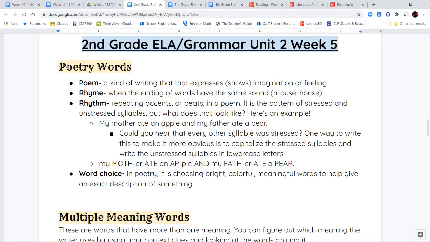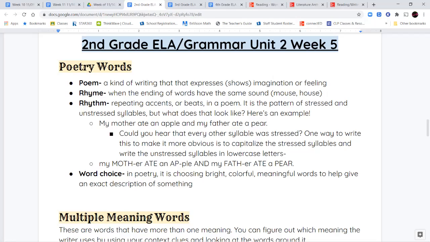So I'm going to rewrite the sentence for you so that you can pay attention to which parts I'm stressing and which parts are unstressed or they're said softer. So these are parts of the rhythm. So my mother, so the mother part of mother is said a little bit more strongly. So my mother ate an apple and my father ate a pear. So when you're seeing it as capital letters and lowercase letters, you can see, and you'll be able to hear it better when you try to read it, where the pattern is.